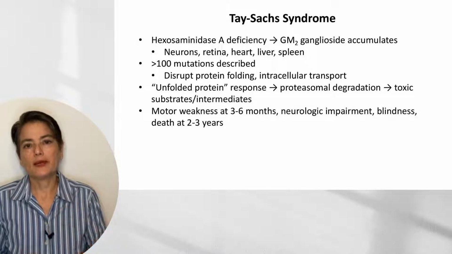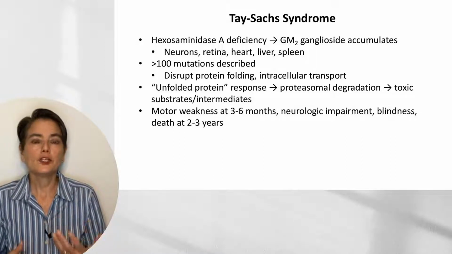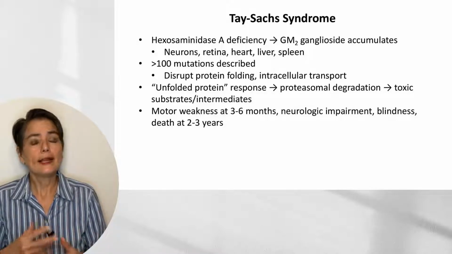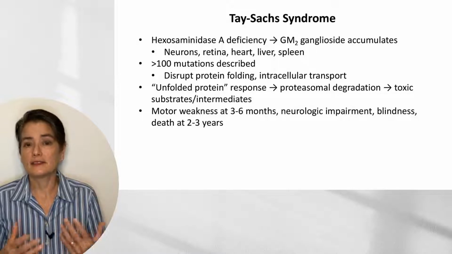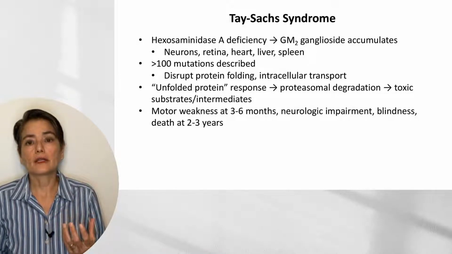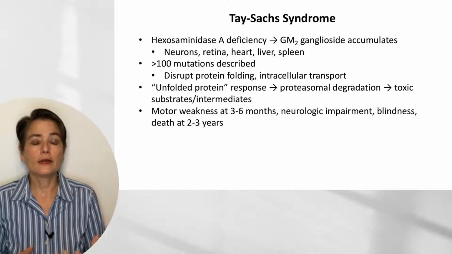So as I mentioned, we have hexosaminidase A deficiency. GM2 ganglioside is going to accumulate. Now we see it in a lot of different organs, but as I mentioned, we tend to see our gangliosides in the central nervous system, so we're going to get a lot of accumulation in our neurons and retina, but we can also see it in our heart, liver, and spleen.